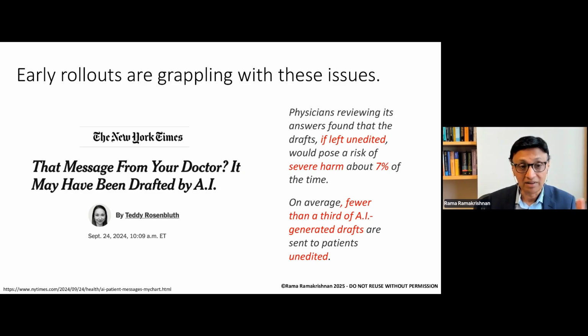Now, I'll point out that early rollouts are actually grappling with exactly these issues. There is a rollout of a system which can take physicians' handwritten medical notes and go from the note to create a nice letter that can be emailed to the patient, summarizing the visit. Turns out the system is obviously very useful, but the letter that it's drafting based on the medical note, if the doctor doesn't edit it and just sends it out to the patient without editing it, would have caused severe harm 7% of the time, right? So you have to be extremely careful.